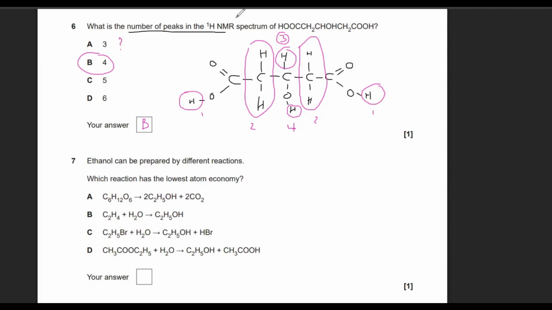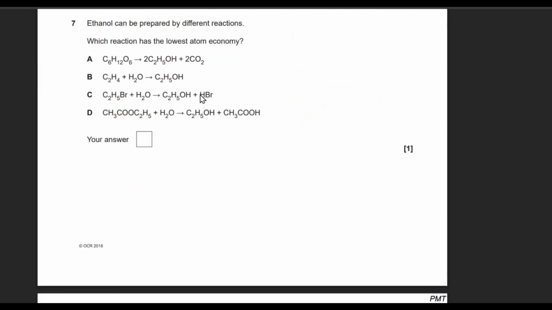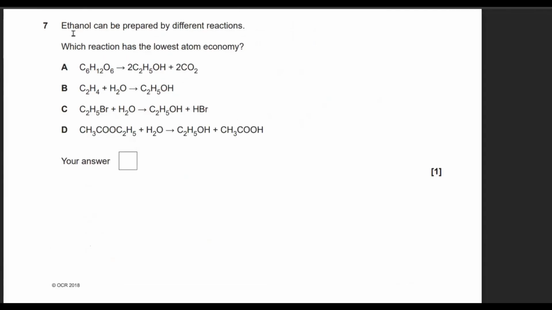Okay, let's move on. So let's go with 7, which is ethanol can be prepared by different reactions. Which reaction has the lowest atom economy? Let's zoom in. All right, so we got atom economy. What's the equation for that? It's the useful product over the total, the MR of the useful products over the total MR of the reactants. I think that's it, times 100 if you want it in a percentage, but we're going to do it as a decimal here. We don't need to do the extra step to a percentage.